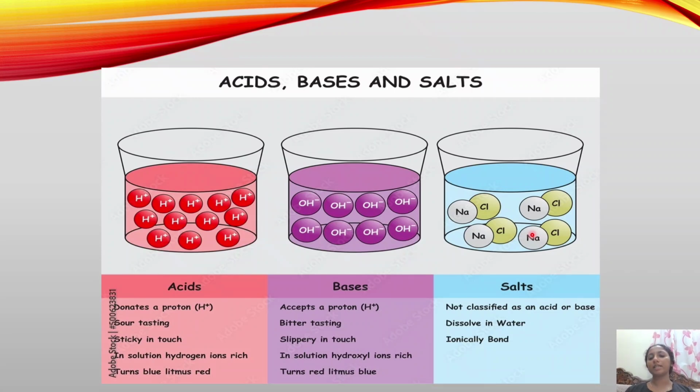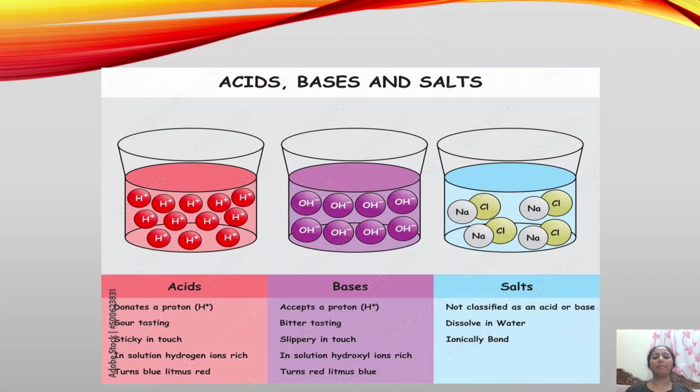NaCl we can divide into Na+ and Cl-. That means sodium and chloride ions, right? Na+ and Cl-. When we take an acid like HCl, we can divide this HCl into H+ and Cl-. Similarly, in the case of a base like NaOH, sodium hydroxide, we can divide it into Na+ and OH- ions, right?